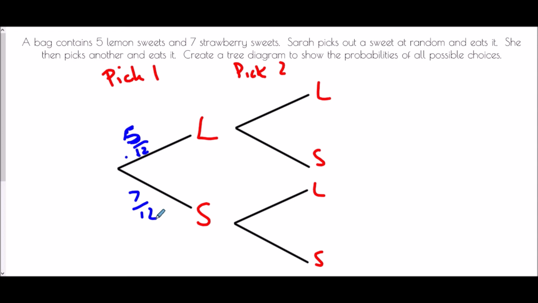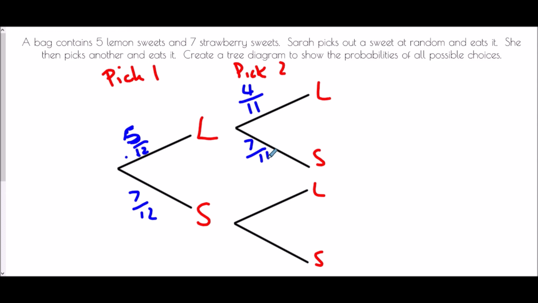Now the problem here is that after the first pick, Sarah eats the sweet that she's chosen. And so if she had happened to have picked a lemon sweet first, one of the lemon sweets has now been removed. And so there are no longer 5 lemon sweets. There are only 4. But also there are no longer 12 sweets in total. There are now only 11. But in terms of the strawberry, well, she chose a lemon sweet first, so there are still 7 strawberries, but it is out of 11 in total.